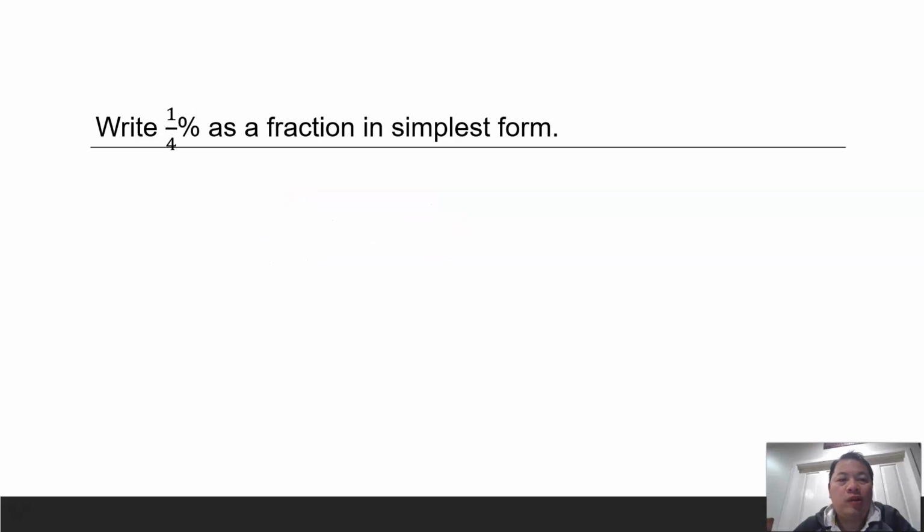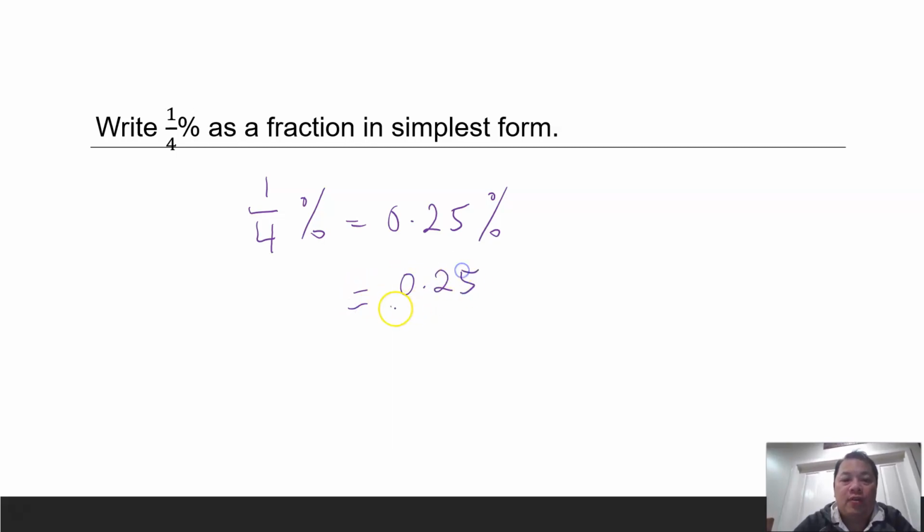What about 1/4% as a fraction in the simplest form? Oh, this is challenging. 1/4% is actually 0.25 of a percent, isn't it? So now we want to convert this into a fraction. So how can we actually convert this into a fraction? So it is simply 0.25 over 100.